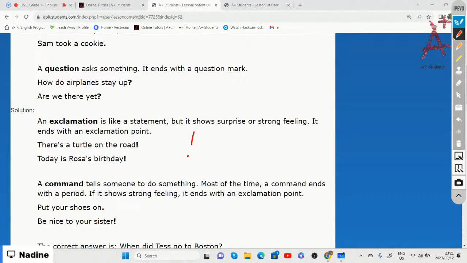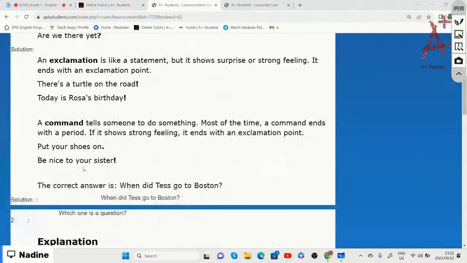It's almost like saying that, if you're driving in the car, they need to slow down because there's a turtle on the road. Or today is Rose's birthday, which means that you are showing some form of strong feeling or excitement, or even saying today is my birthday. So you are excited. Whenever you are showing strong feelings or surprise, it ends with an exclamation point or an exclamation mark.